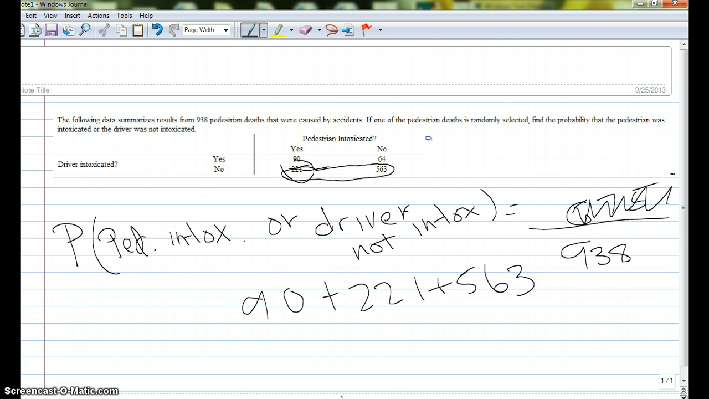So we take 90 plus 221 plus 563. Okay, so that gives us 874 over 938. Now, if you do this in your calculator, you do 874 divided by 938, and we round to 3 decimal places, it would give us 0.932. Okay, let me know if you have any more questions.